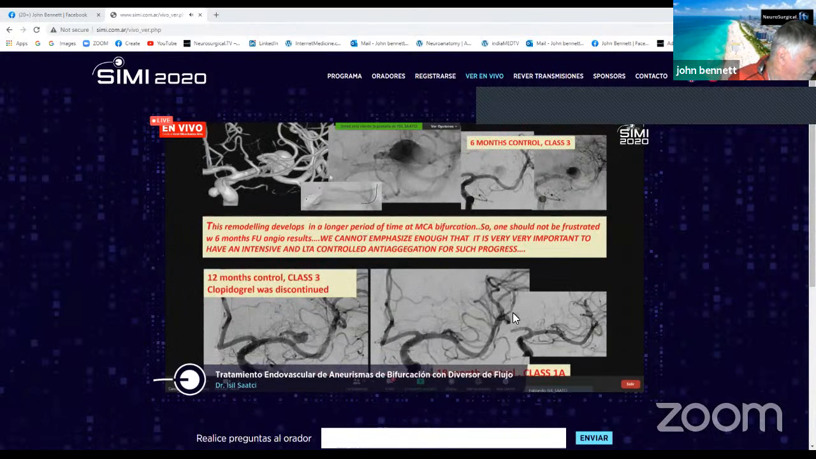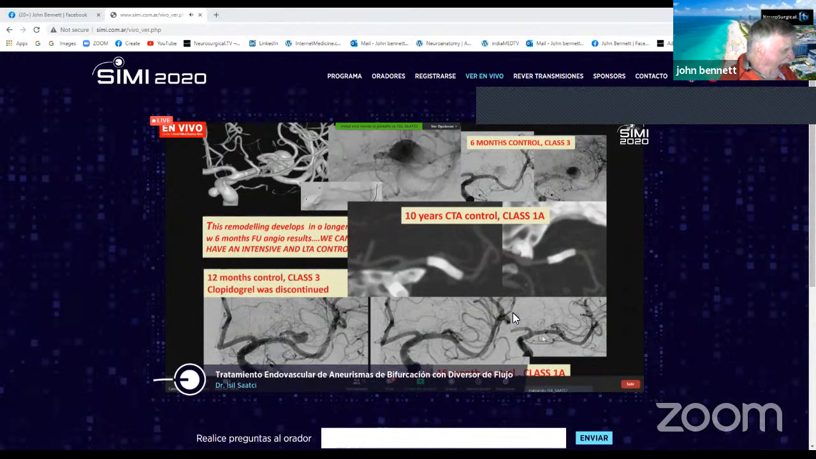The flow modification may take a long time, as in this case, 6 months, superior trunk gone, aneurysm filling, terrible result. 12-month aneurysm filling, superior trunk started to fill, still terrible result. After discontinuation of the clopidogrel, this is one of the first cases, you see at 18 months, excellent result, nice reconstruction of the bifurcation. We have even 10 years CTA on this patient.